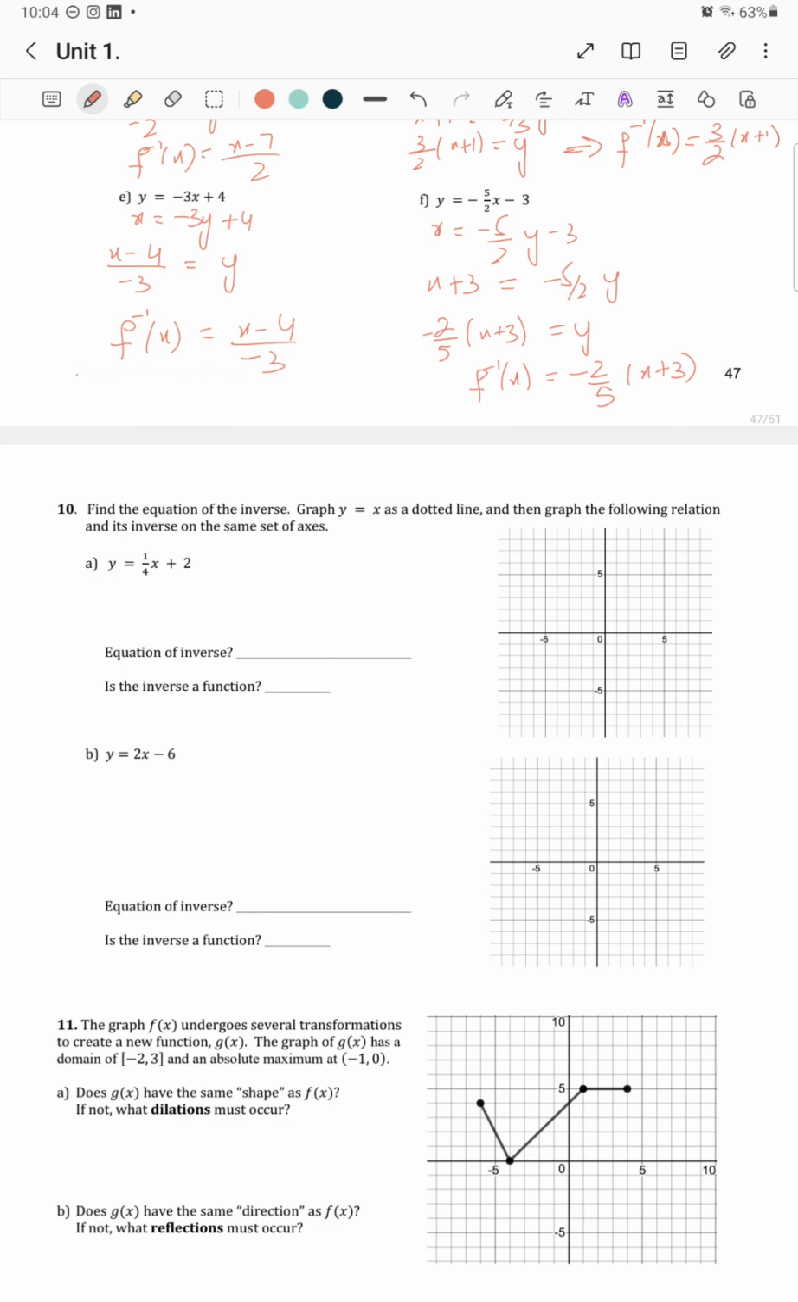Find the equation of the inverse graph. Y is equal to x is the dotted line, and then graph the following relation and its inverse, the same set of x's. So first of all, we need to graph y is equal to x, then we will graph the function and its inverse with 3 different colors. So y is equal to 1 by 4 x plus 2.